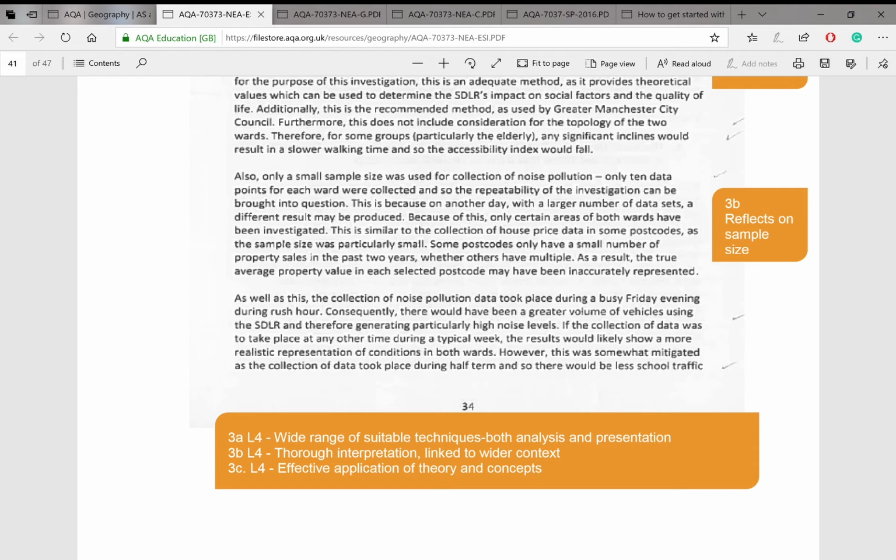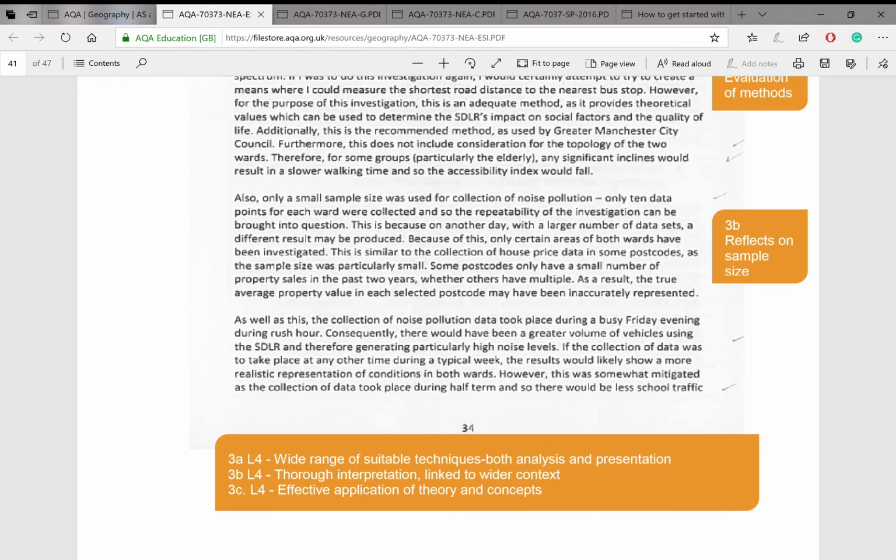And they talk about how on another day, with a larger number of data sets, a different result may have been produced, which is them suggesting something which may not necessarily be true, but again, it shows that they are reflecting on what could have happened had they gone at a different time, a different day, a different month, etc.